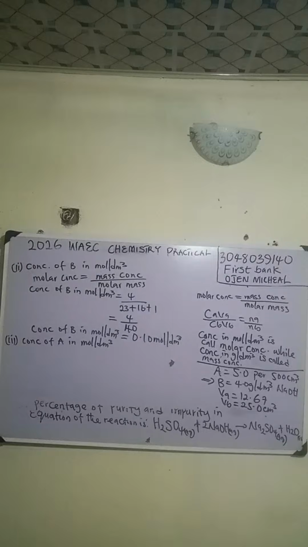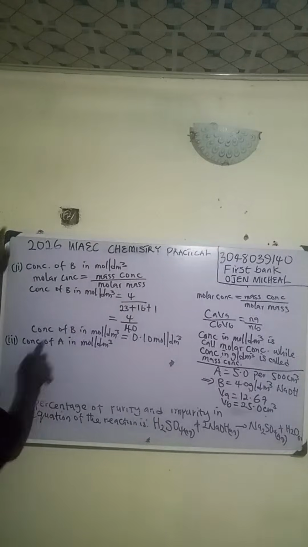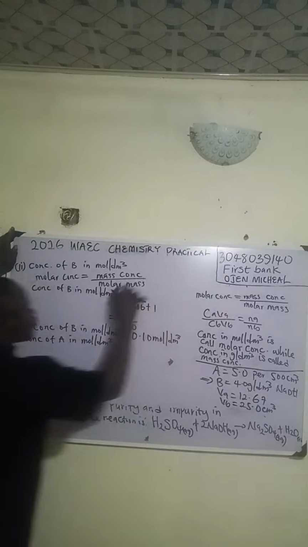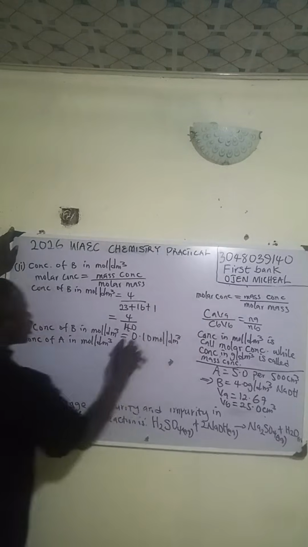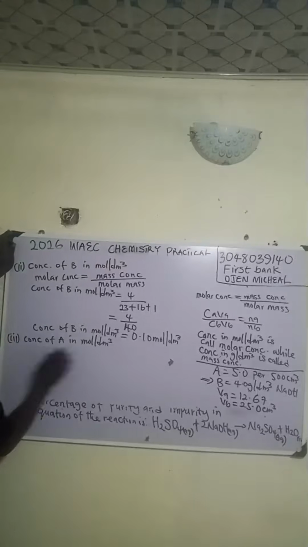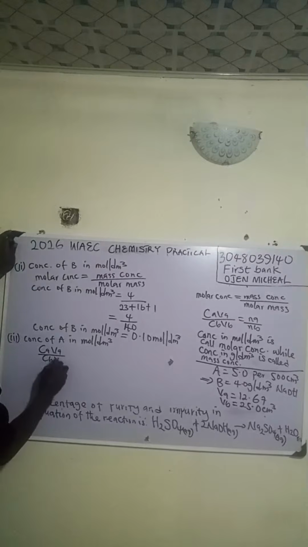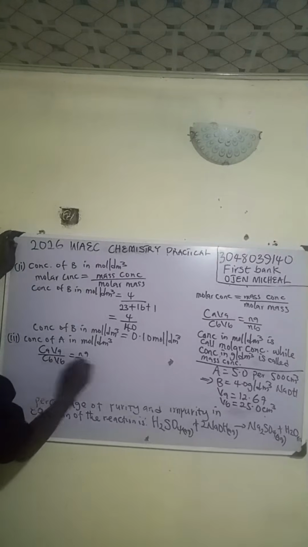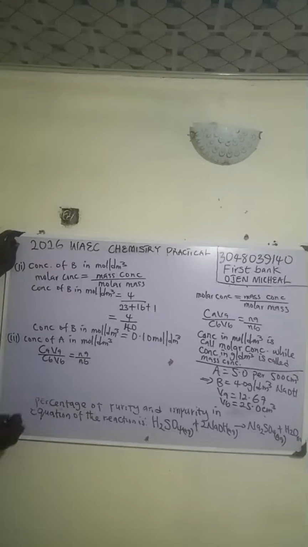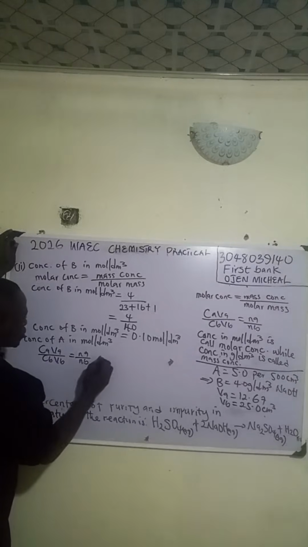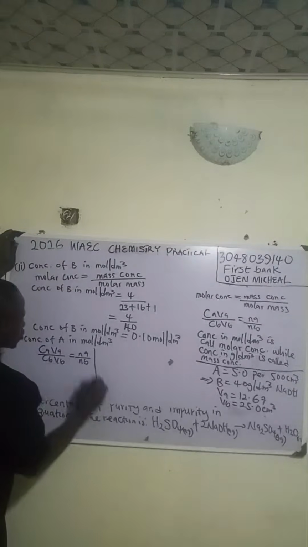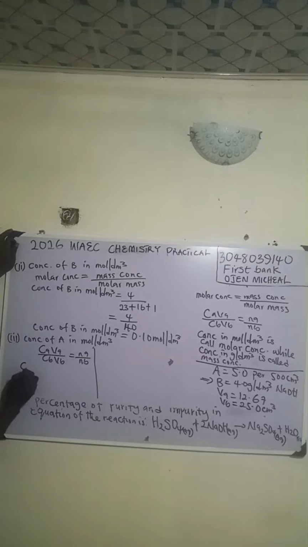All right, let's proceed. I have told you that you use this formula for the first one. You are not going to use this one for the second one. What do we do? We say that CAVA over CBVB is equal to NA over NB. Now we are going to make the concentration of A the subject of the formula. We are going to cross multiply.